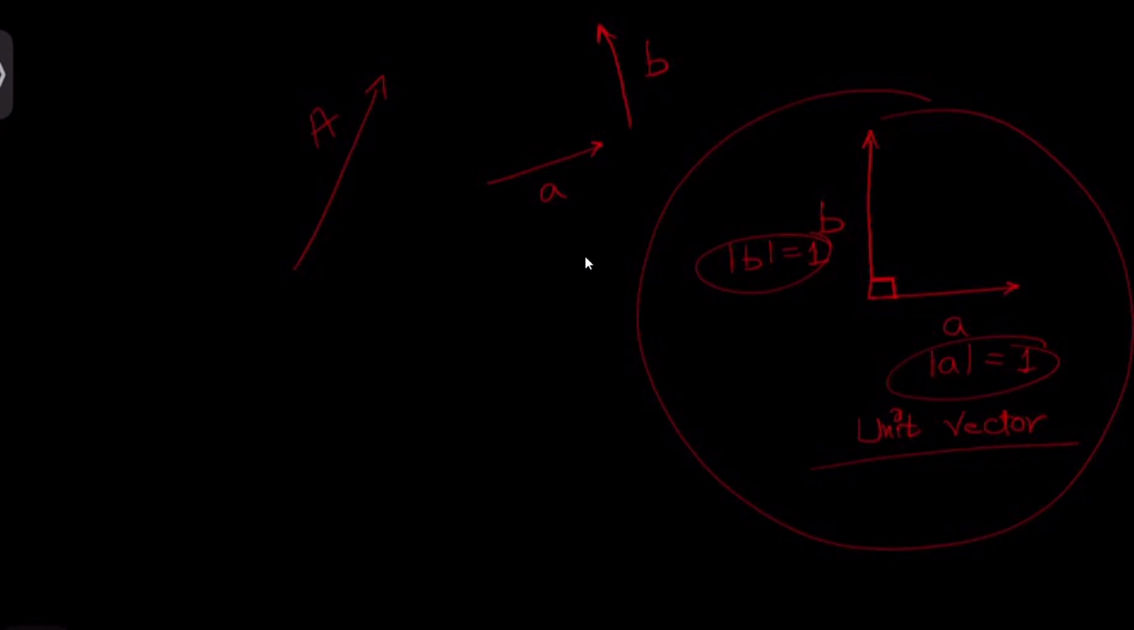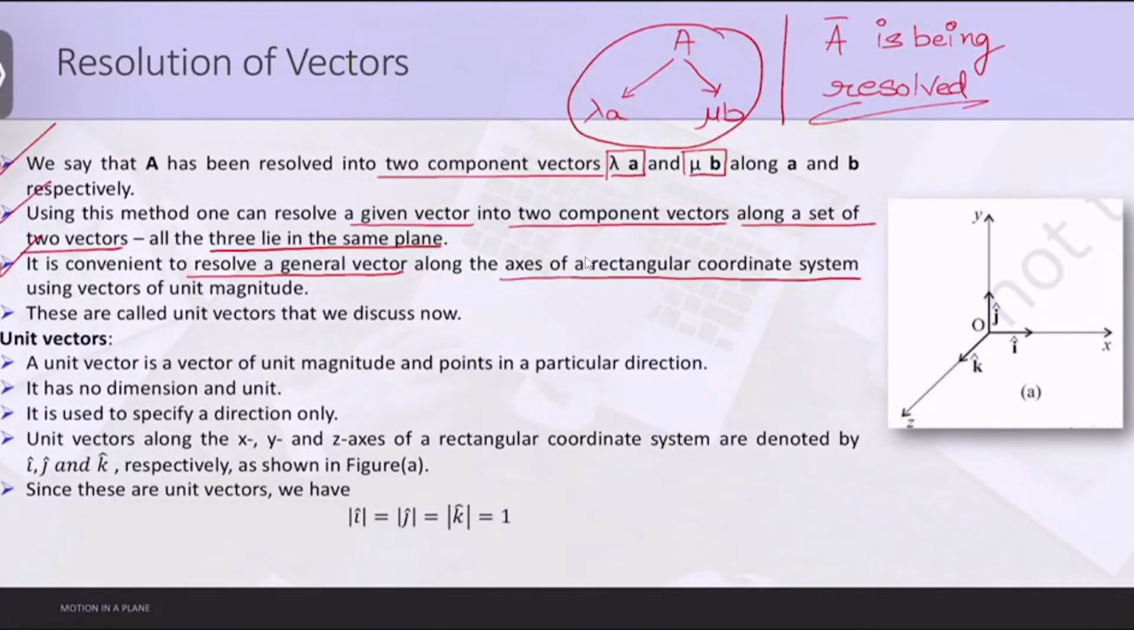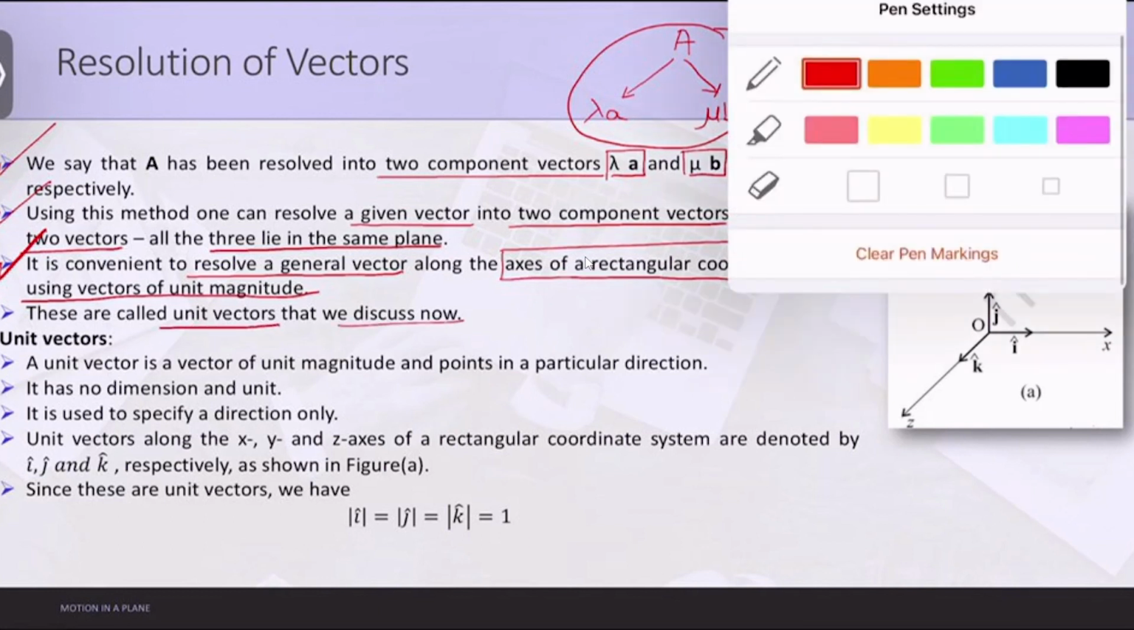So that is the explanation of how we came to the new concept, which we will understand after we understand a few points regarding unit vectors. Just to understand this line again: it is convenient to resolve a general vector along the axes of a rectangular coordinate system using vectors of unit magnitude. These are called unit vectors that we discussed. So let us discuss unit vectors first and then we can move forward.